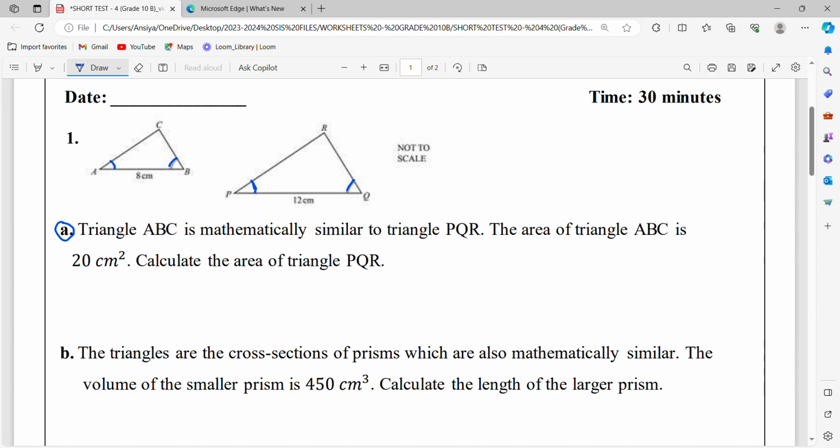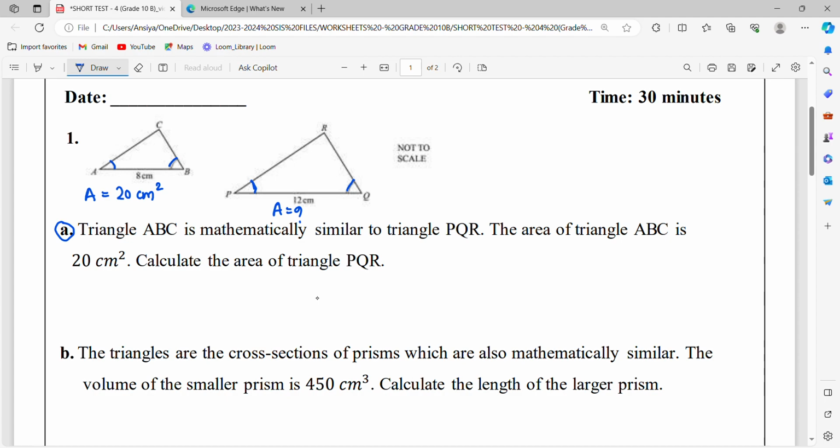Triangle ABC is mathematically similar to triangle PQR. The area of triangle ABC is 20 centimeters square. Calculate the area of triangle PQR.